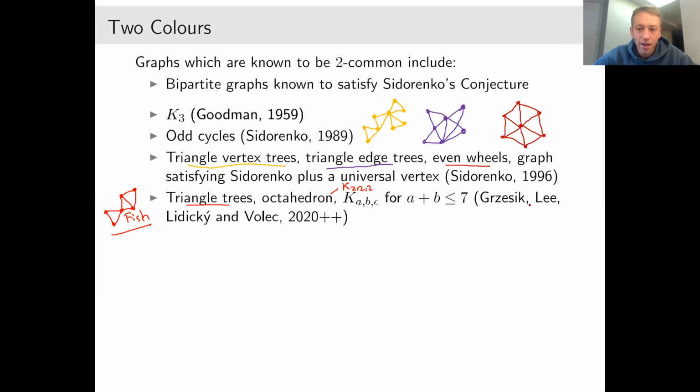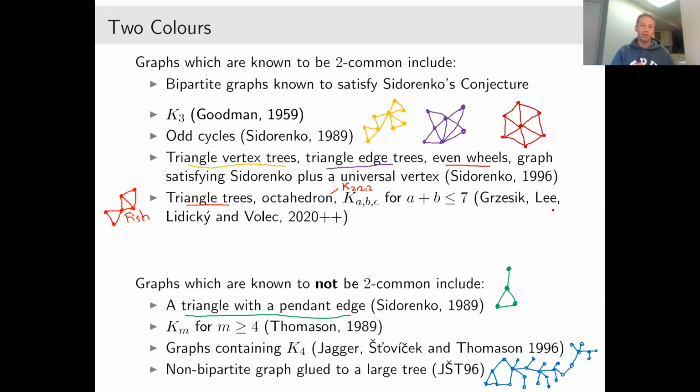All of this was mentioned in Jun Hyung's talk in this webinar a couple of months ago. I hope I'm quoting these correctly. I believe they also prove it for the octahedron, which is K222, the complete tripartite graph with parts of size 2, and more generally for KABC, where A plus B is at most 7. But Yan can correct me if I'm wrong on quoting this.